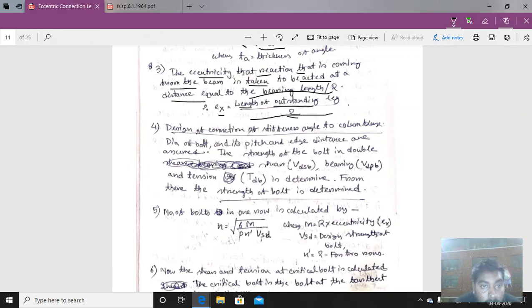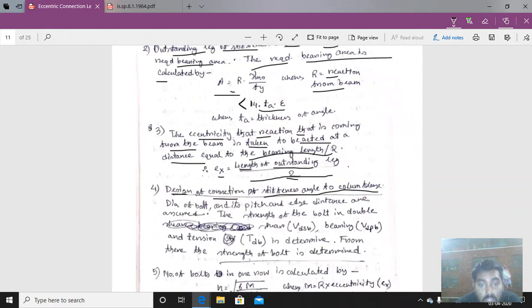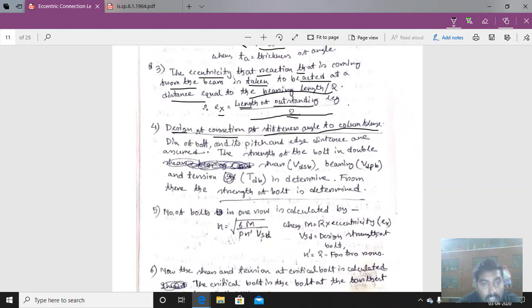Now coming to step number 4, design of the connection of stiffener angle to column flange. As I have told you, the stiffener angle is connected with the column flange and the seat angle is provided. So the stiffener angle connection has to be determined by this procedure.